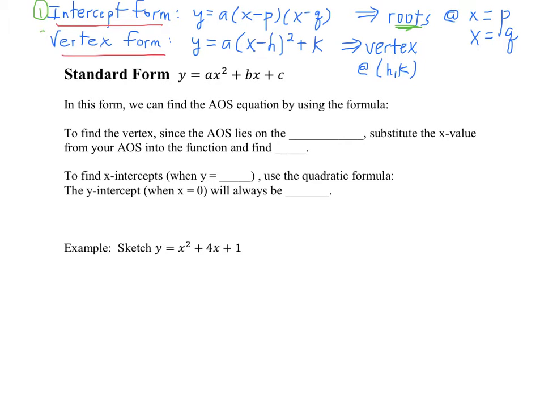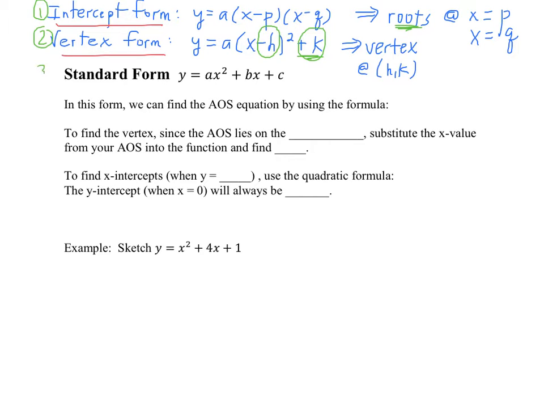Then we looked at a form called vertex form, which is in a slightly different format, except this time we have a number on the end, which we call k, and then we have a quantity squared. Okay. The nice thing about this form is that we know the vertex is at h comma k. So we said you're going to switch the sign of whatever you see inside the parentheses and keep the number on the end as is. So you're not going to change the sign of that to get your vertex.